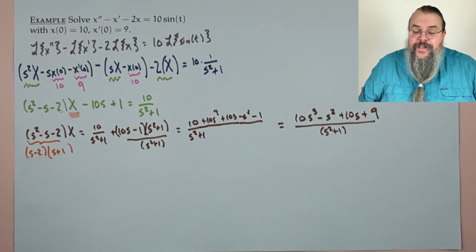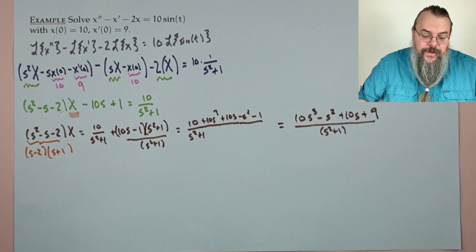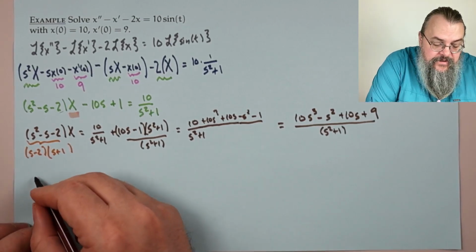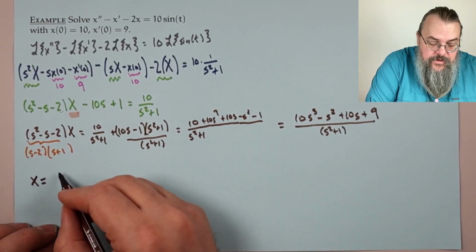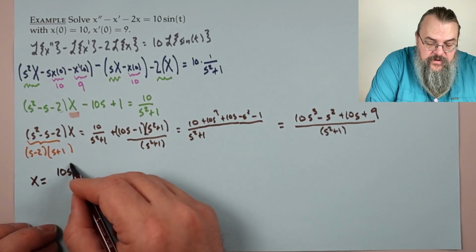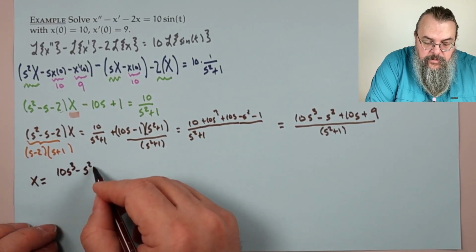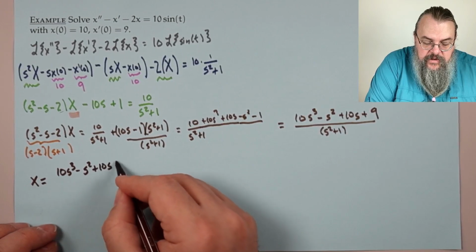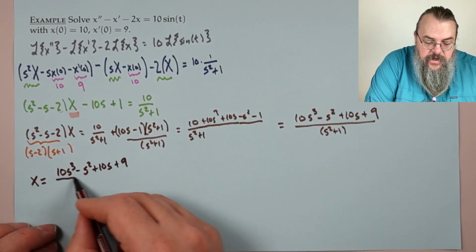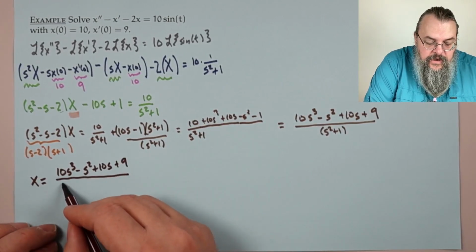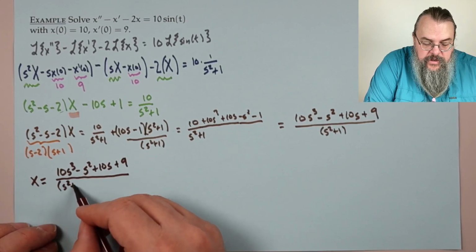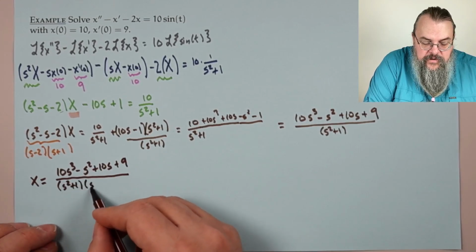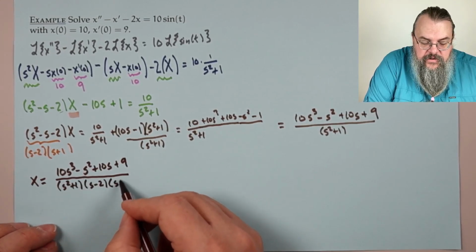And so at this stage we have the following. We can say that X is equal to 10s cubed minus s squared plus 10s plus 9, all that over our s squared plus 1, our s minus 2, and our s plus 1.